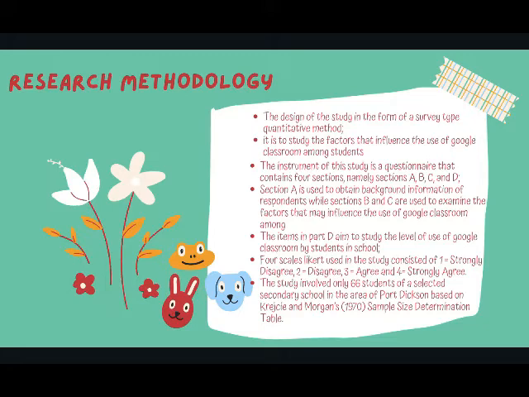The 4-point Likert scale used in the study consisted of 1. Strongly disagree, 2. Disagree, 3. Agree, and 4. Strongly agree. The study involved only 66 students of a selected secondary school in the area of Port Dickson, based on Krejcie and Morgan's 1970 sample size determination table.